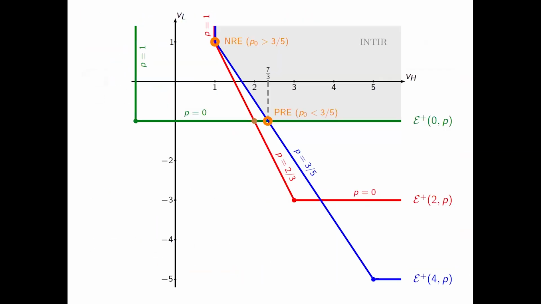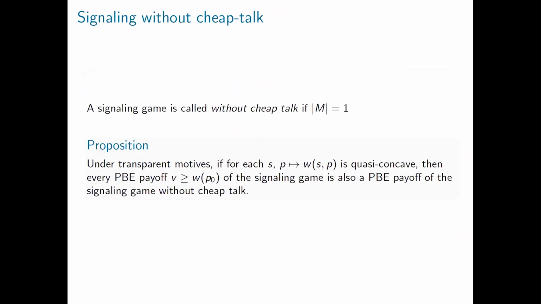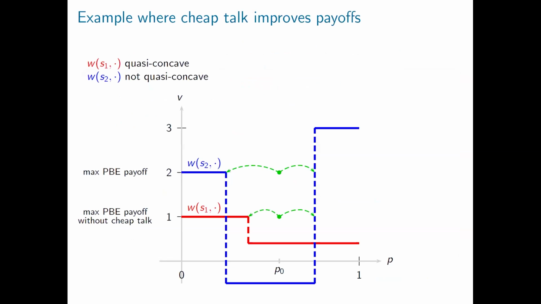So there are examples such as this one. I will stop here, I don't have time, but this is a simple example with transparent motives. This is a case of sender-receiver games that you have probably heard of, where we can see easily that without cheap talk we do worse than with cheap talk. Okay, thank you for your attention.